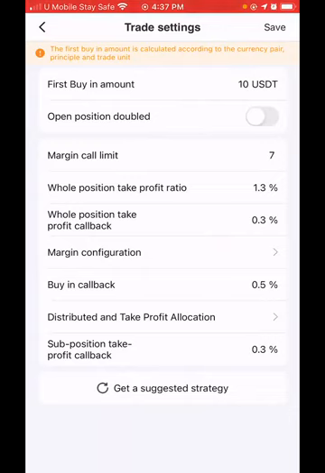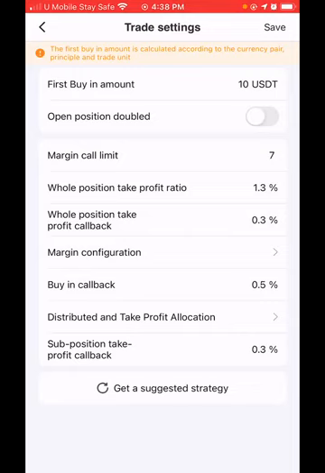The bot makes first buy of $10, margin call limit of 7, whole position take profit 1.3% ratio, whole position take profit callback at 0.3. Then a margin configuration is where you set the margin call limit. Then buy-in callback at 0.5. Then distribution and take profit allocation. Now that's another place the bot gives you an opportunity to make more profit while the market is in the dip.